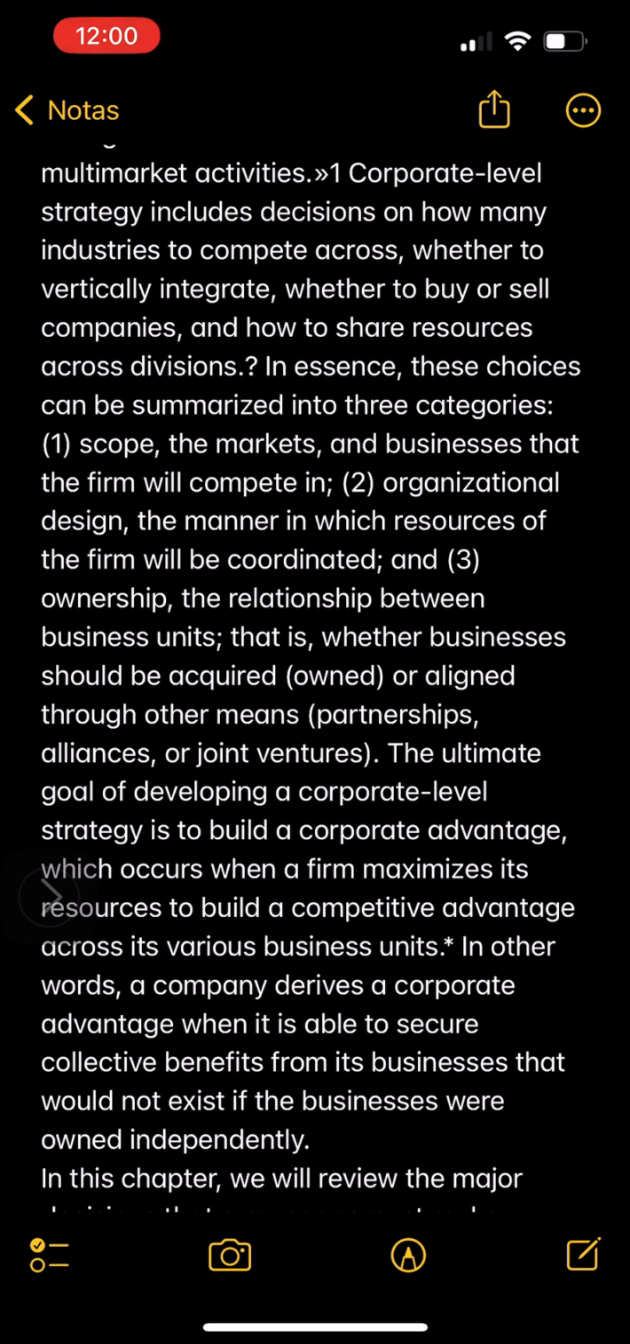occurs when a firm maximizes its resources to build a competitive advantage across its various business units. In other words, a company derives a corporate advantage when it is able to secure collective benefits from its businesses that would not exist if the businesses were owned independently.